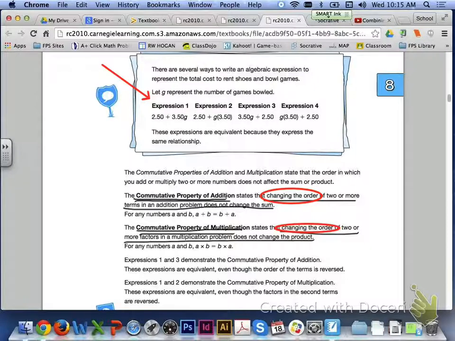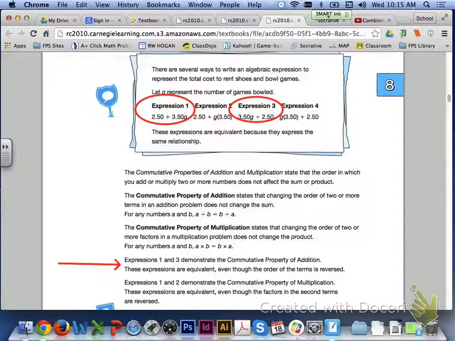The commutative property of addition states that changing the order of two or more terms in an addition problem does not change the sum. For any numbers A and B, A + B is equal to B + A. The commutative property of multiplication states that changing the order of two or more factors in a multiplication problem does not change the product. For any numbers A and B, A × B is equal to B × A.